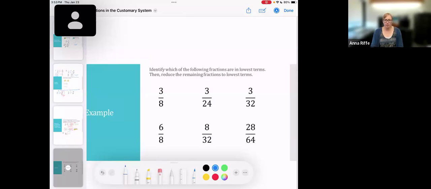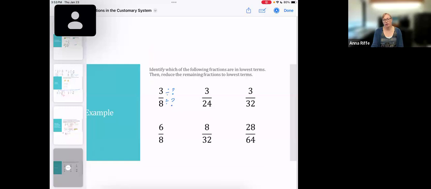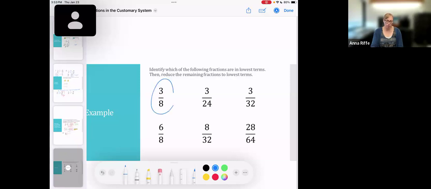Let's look at 3/8. And I want to ask, is there a common factor that I can divide the numerator and the denominator by, except for 1? In this case, there is not. Therefore, I can say that 3/8 is already in lowest terms, or you might say it is fully reduced. I don't have to change that any to get it in lowest terms.